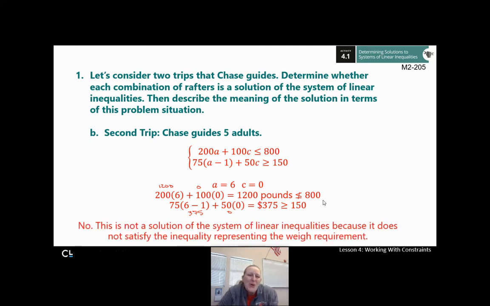So no, this is not a solution to the system of linear inequalities because it does not satisfy the inequality representing the weight requirement. I mean, it's great that you make some extra money, but is $375 really worth it if everybody on the boat drowns and dies? I'm just saying, you're over the weight limit. You can't be doing that. That's dangerous.